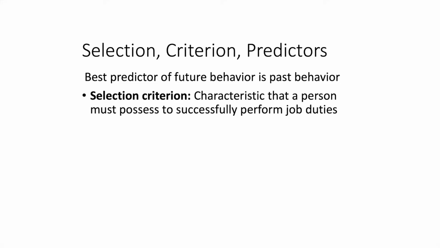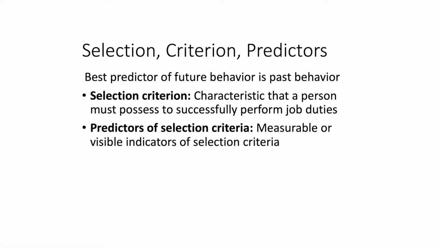Now, when we talk about predictions, we have, first of all, selection criterion, and that means the person must have certain characteristics to be able to perform a certain job. Let's say, for instance, if you're a mechanic, you must be able to work on engines, or you must be able to repair certain things on a car and use certain tools. So that would be the criterion for that job.